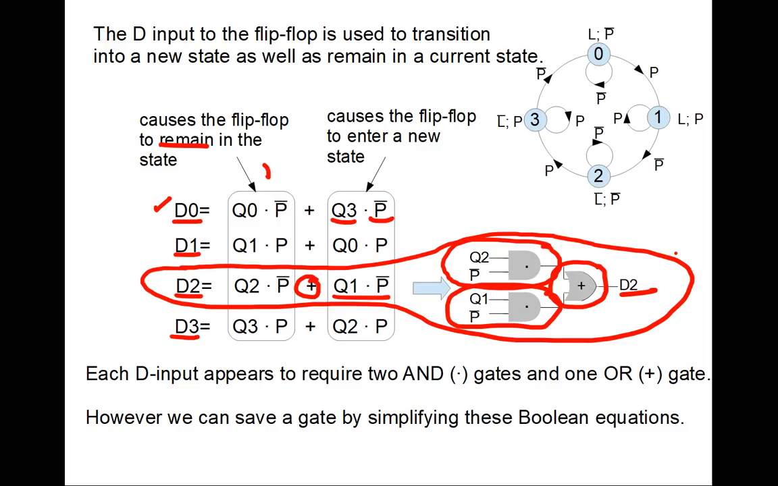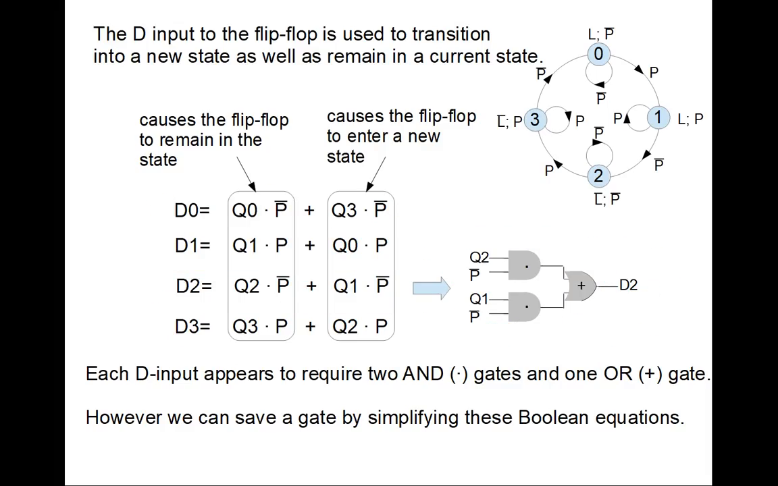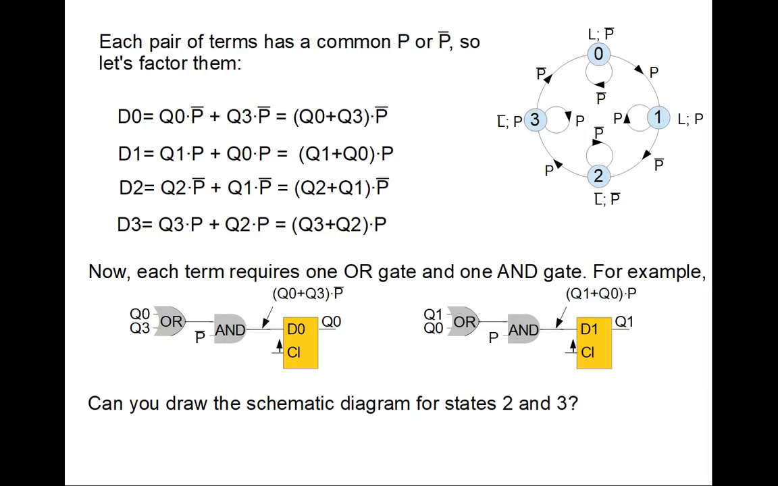Now, we got a little bit of a problem with this, so let's take a look at this in a little more detail. The way we've implemented it, it takes 3 gates to implement each one of these inputs to the D flip-flops. I want to simplify this, and the way I simplify it is the following. Let's look at the term for D0. D0 is Q0 and not P, or Q3 and not P.